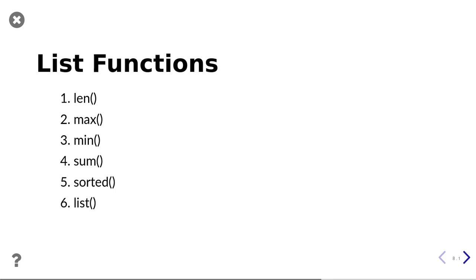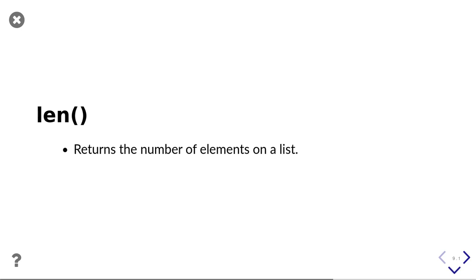And next we will discuss a few list functions. The functions are length, maximum, minimum, sum, sorted, and list. So the first one, what is meant by the length function? This function is used to find the number of elements in a list.